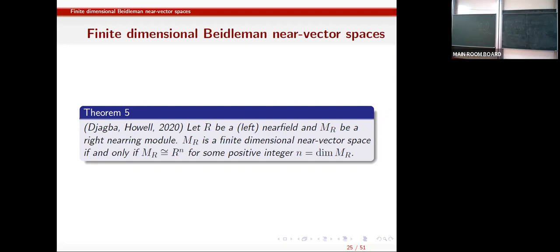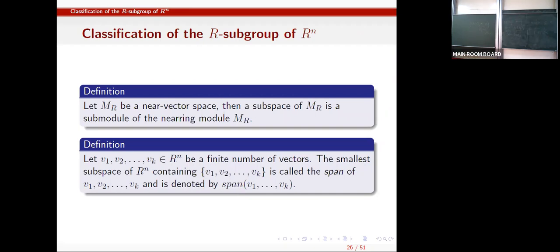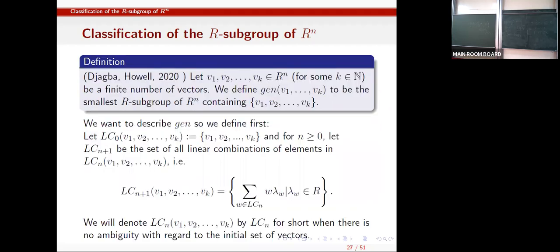So now we want to classify all the subspaces. To classify all the subspaces, we first need to classify all the R-subgroups. And we know from the definition that span is the smallest subspace containing a given set. In the same way, we define what we call gen, which is the smallest R-subgroup containing V1 up to Vk. Since we define this, our investigation is to characterize what gen of V1 up to Vk is. How can we characterize it?